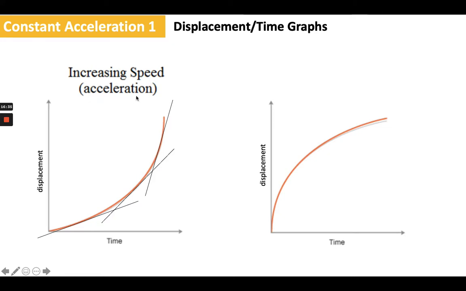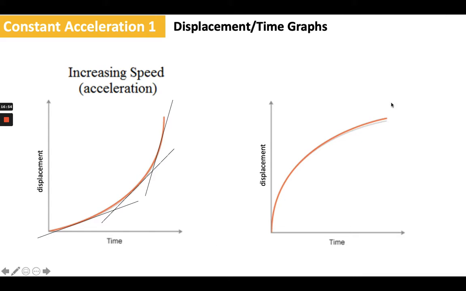Now, you're not going to be asked to calculate the acceleration. You might be asked to calculate the instantaneous velocity, but you're going to draw a tangent and then find the gradient of that tangent to do so. Okay, so the key thing at this point is just to be able to describe what is happening to the motion if I have a curved displacement time graph.